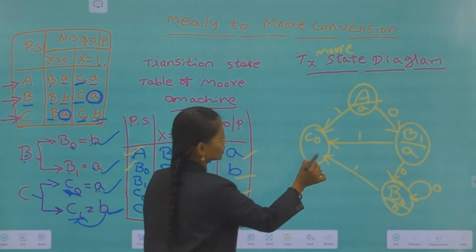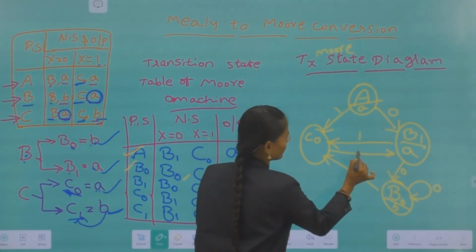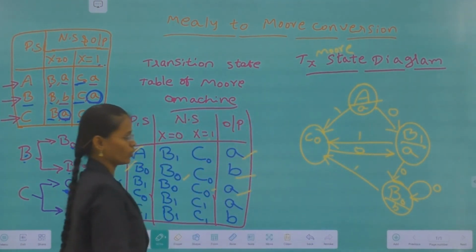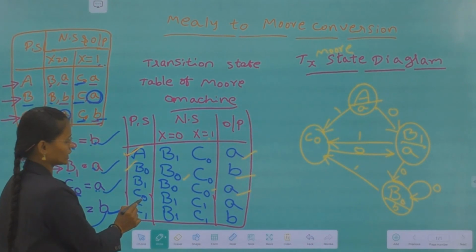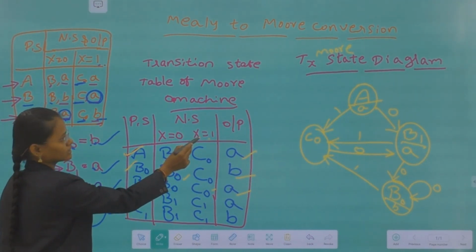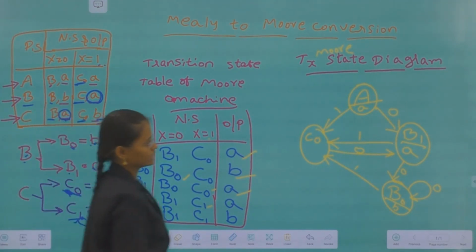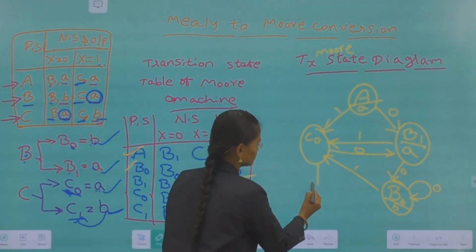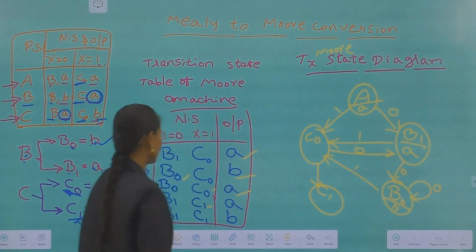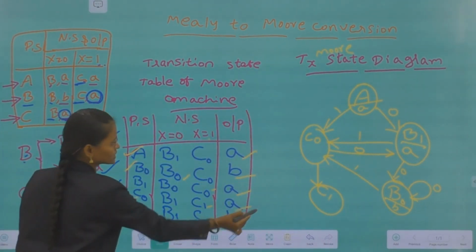And next C naught, if x equal to 0, the next state goes to B1. C naught goes to B1. Here x is 0. And next C naught, here x input is 1. The next state goes to C1. Here C naught output is A.